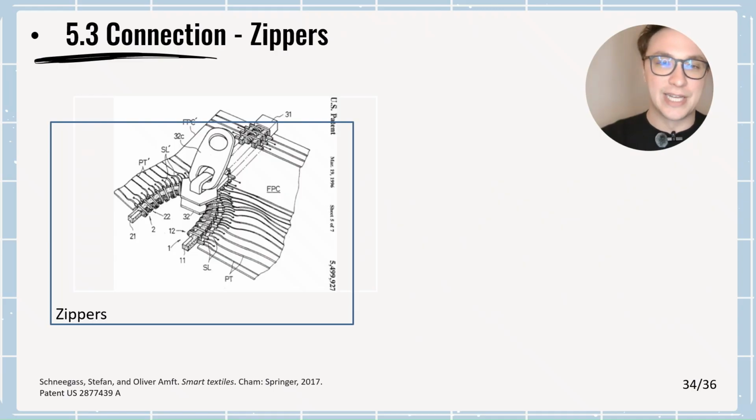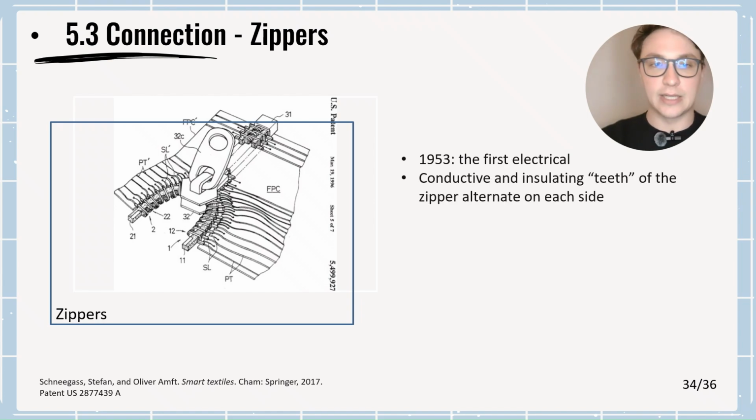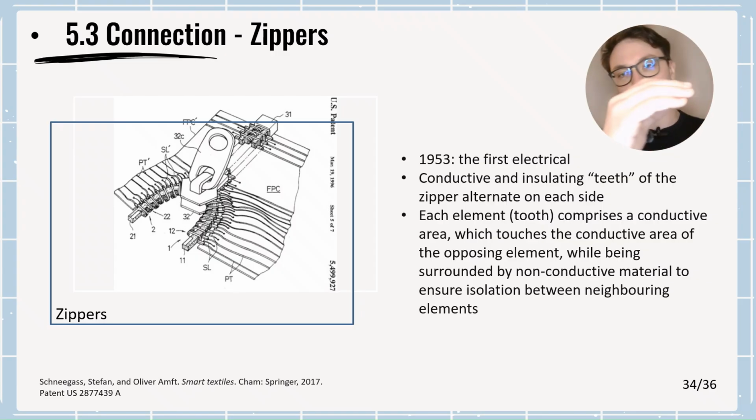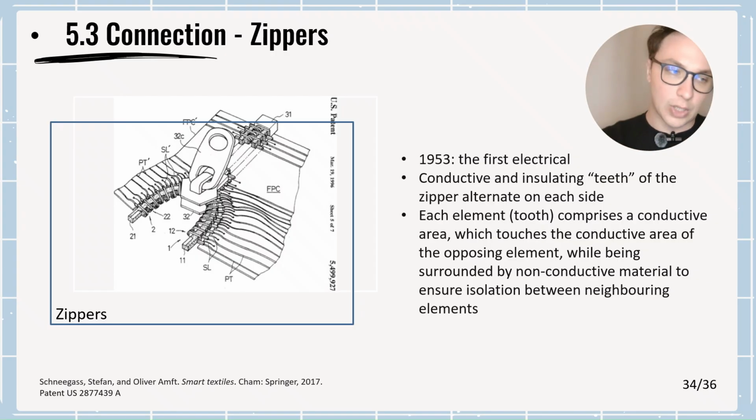Another very interesting everyday thing we can find on the market are conductive zippers. The first electrical zipper was actually a discovery in 1953. They made a pattern out of it, with conductive and insulating teeth alternating with each other. Each tooth comprises a conductive area which touches the conductive area on the other side.